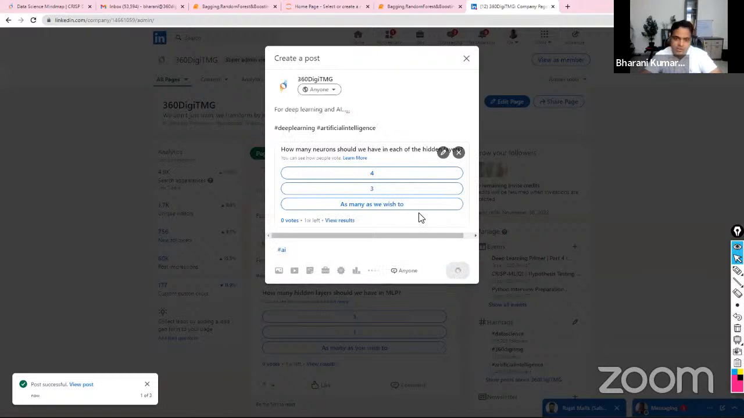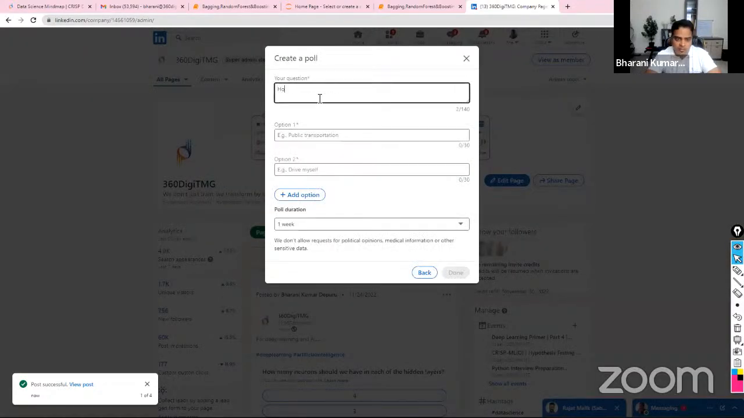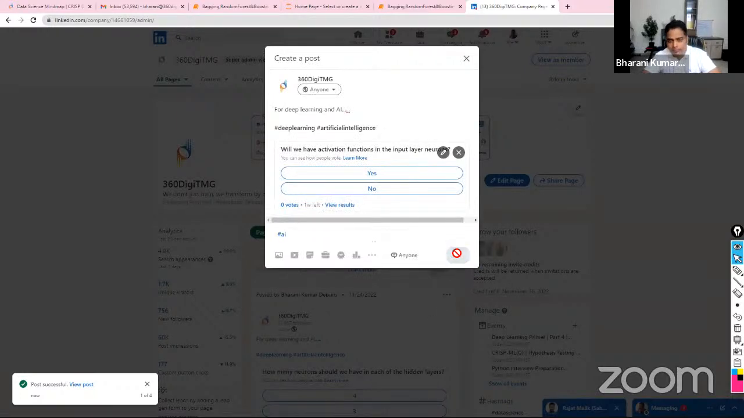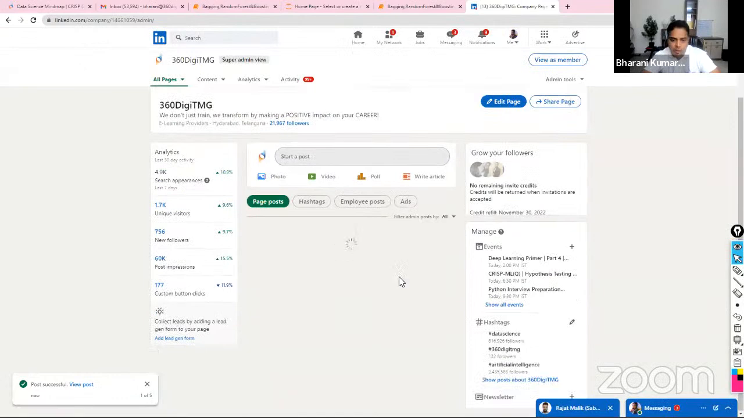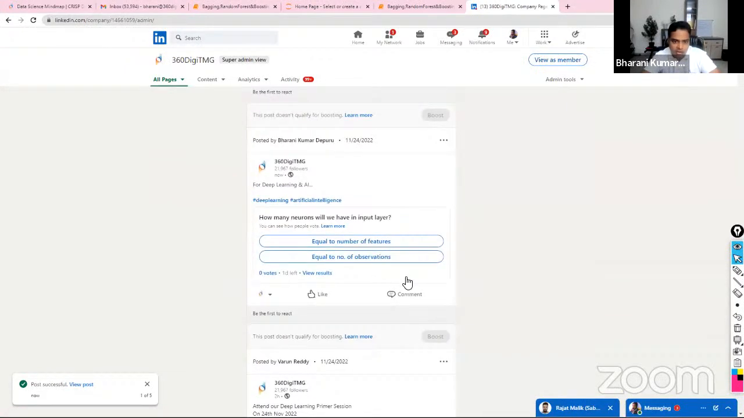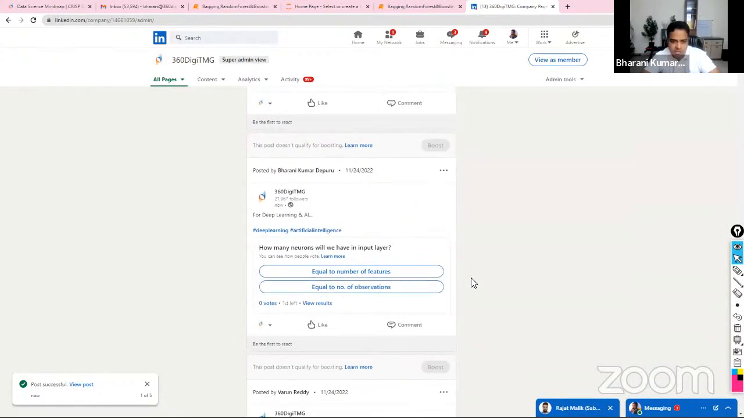Okay. Next question is, will we have activation functions in the input layer neurons? Yes or a no? Yep. So these are a few questions, friends. Please respond. I have already given you the poll question option to take these questions, right?